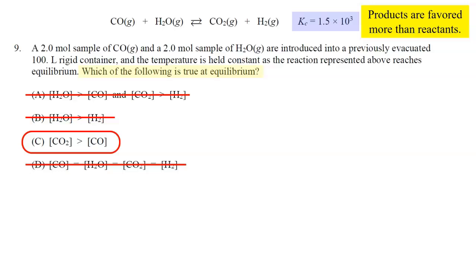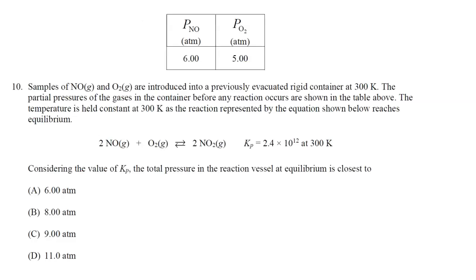So the reason why in number 9, choice C is correct is because the concentration of CO2, which is a product, should have a higher concentration at equilibrium than that of carbon monoxide, which is a reactant. Again, because K is so large, the concentration of the products should be much greater at equilibrium than the concentration of the reactants. Now let's take a look at question 10.